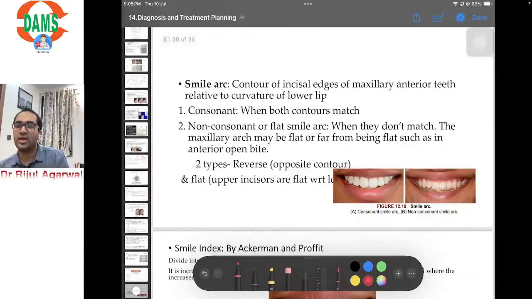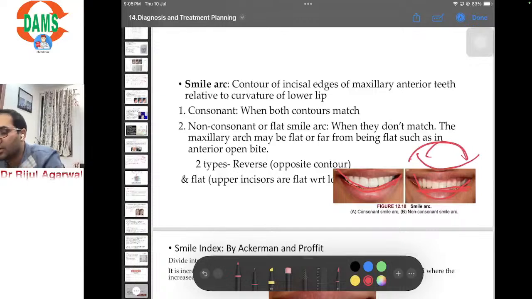Next comes the smile arc. What is smile arc? It is the contour of the incisal edges with respect to the curvature of the lower lip. If it follows the lower lip, it is known as consonant. If it does not follow, it is non-consonant. So it is of two types: it can be flat or reverse. Flat means the incisal edges are flat while the lower lip is curved, or it can be reverse, where the contour is opposite.